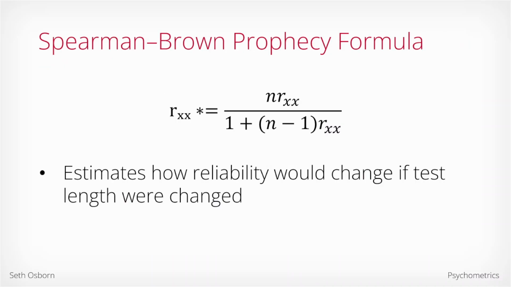The Spearman-Brown prophecy formula, also called the Spearman-Brown prediction formula or just the Spearman-Brown formula, allows us to estimate what the reliability of a scale would be if we changed the number of items, or the number of raters if you're thinking about inter-rater reliability. So more generally, it tells us about how the reliability would change if we changed the number of measurements.